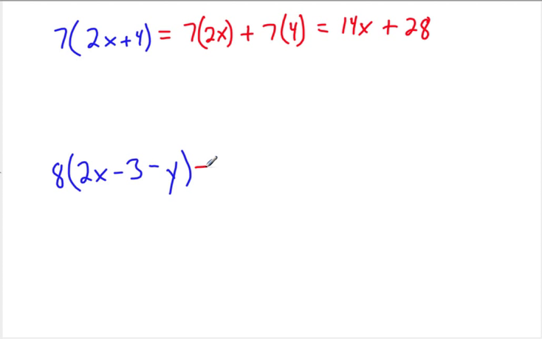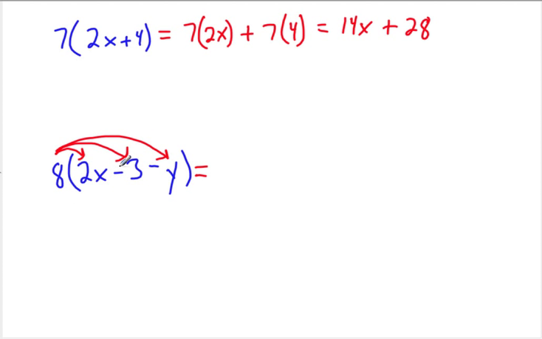Now this one looks like it might be a little more complicated for two reasons. One of them is that there's three items in the parentheses. There's the 2x, there's this minus 3, and a minus y. The fact that there's more items doesn't really change anything. The 8 still has to be multiplied to all of them. That's what these arrows are for.